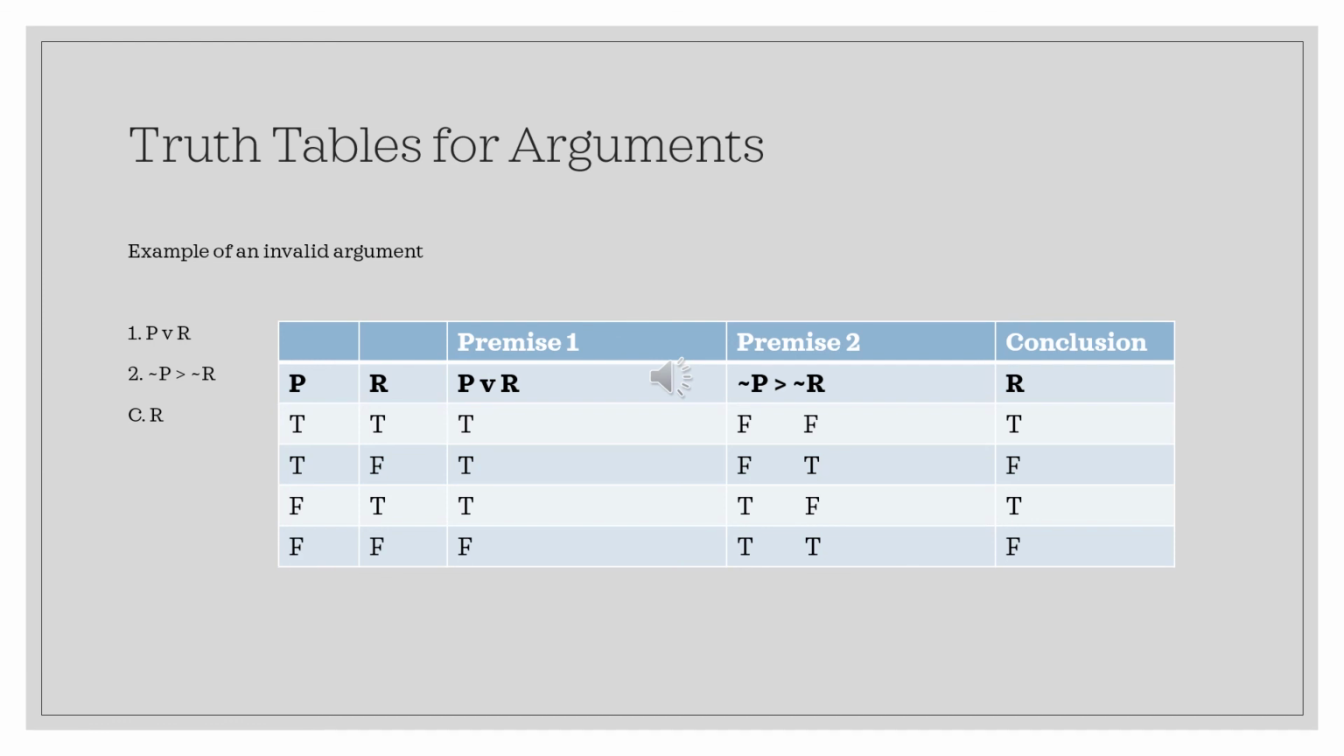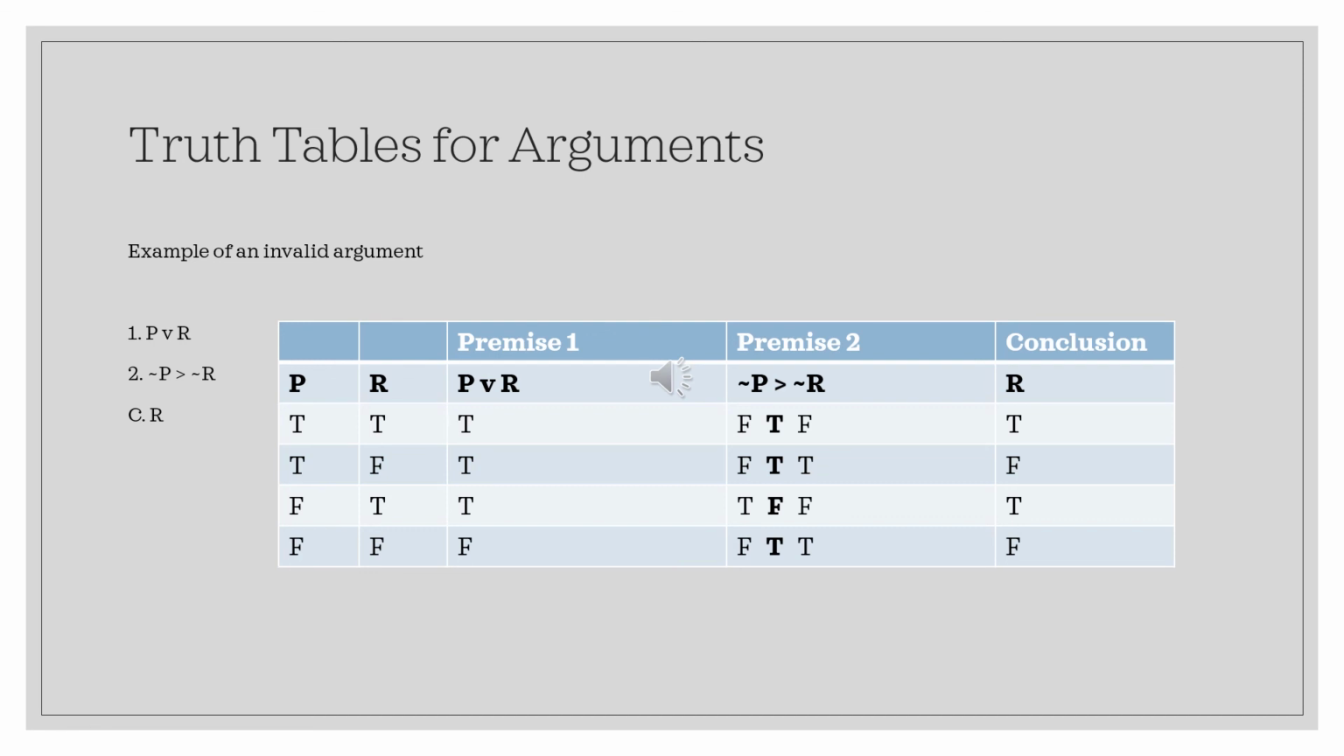Now let's look at premise two. This is a little bit more complicated. Premise two has two negations in it, right? And so we need to figure those out first. Well, luckily that just means flipping the truth value for each one. So for not P, we just flip the truth value for P. So we've got false, false, true, true. And for not R, we've got false, true, false, true.